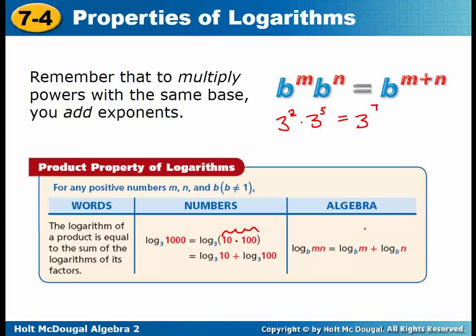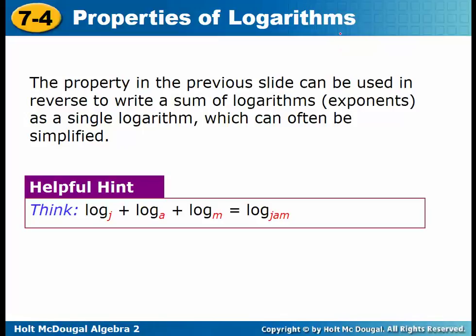With algebra, with variables, we would write it like this. Log base b of mn is equal to log base b of m plus log base b of n. So again, if you can break a number into its factors, then it's equal to the log base b of both of those factors added together. We can also do this in reverse. It might help you to think about a log jam. It works like this: log j plus log a plus log m is equal to log of jam.